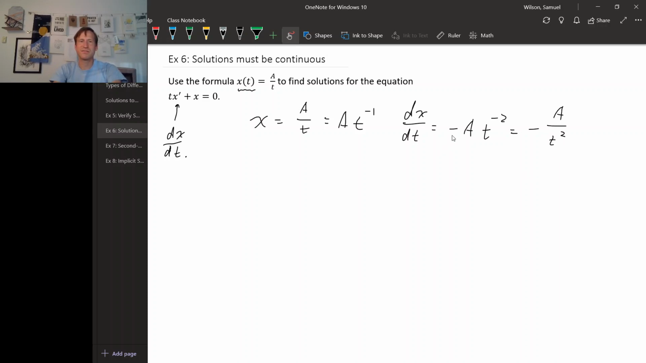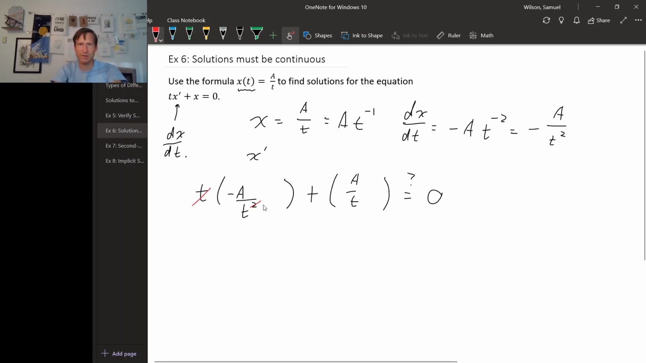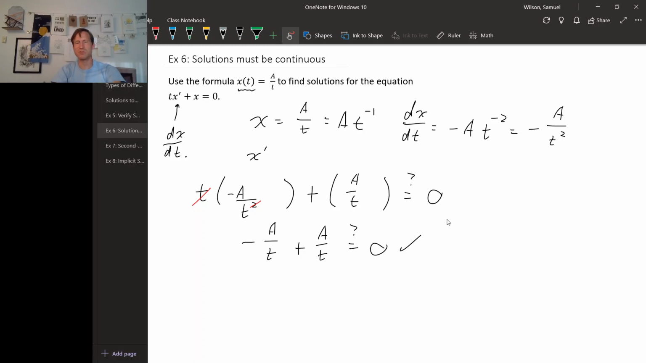Now we can plug these into the differential equation to see if it works as a solution. So t times, this is x prime, and that's minus A over t squared, plus x, and x is A over t. And we need to check, is this equal to 0? Well, let's see. We can simplify here. This t cancels one of those. And so we have minus A over t plus A over t. Is that equal to 0? Yes, that's equal to 0.